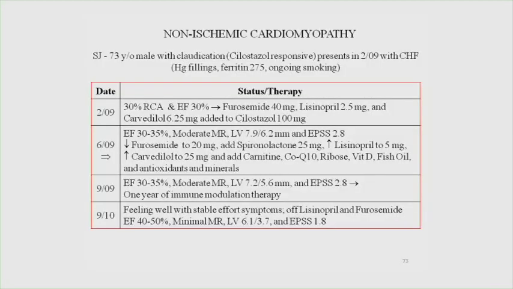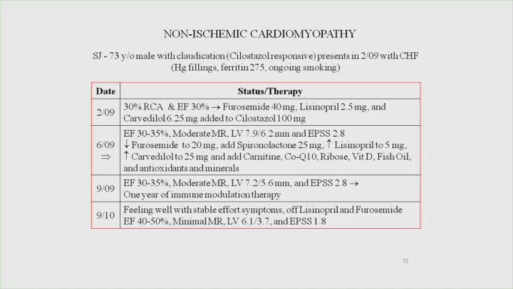This is SJ, a 73-year-old man with lower extremity vascular disease. He had intermittent claudication and presented to an outside hospital in February of 2009 with heart failure. Now, he had mercury fillings, he had iron overload, and he was a smoker, all causes of free radical stress. A heart cath was done showing only modest coronary disease. So he had a non-coronary cardiomyopathy, really a dilated cardiomyopathy. And he was treated with a diuretic, an ACE inhibitor, and a beta blocker.